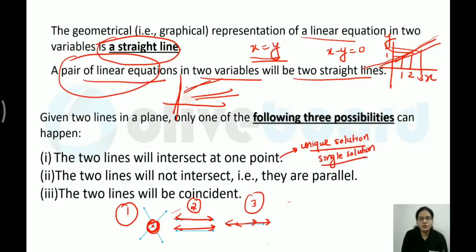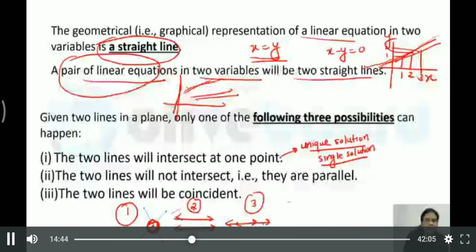Are you getting it? Now there are certain conditions. So they will give you 2 lines. They will ask you when it will be having a unique solution. I will be telling you those conditions. But that is the reason you should know the meaning of unique solution. It means your lines are intersecting.